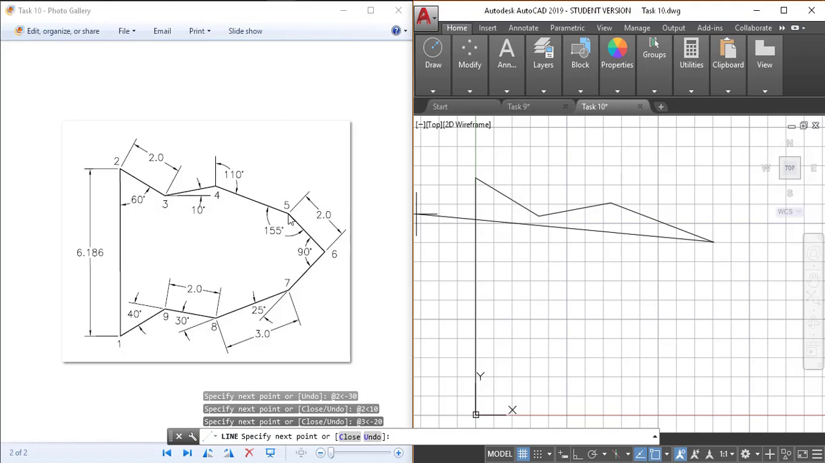The next line from 5 to 6 is a bit confusing, because there is an angle given as 155, which is just to make you confused. There is no use or value of this angle. The only angle which matters is this one. If this angle is making 90 degrees with this line, then we know that we have a line of symmetry over here.